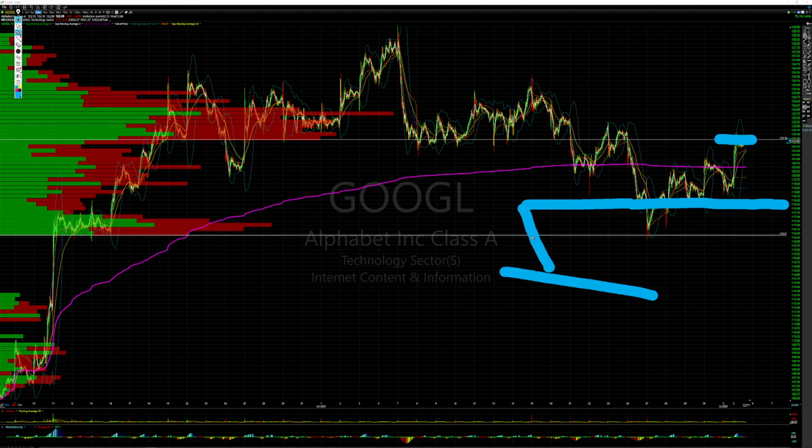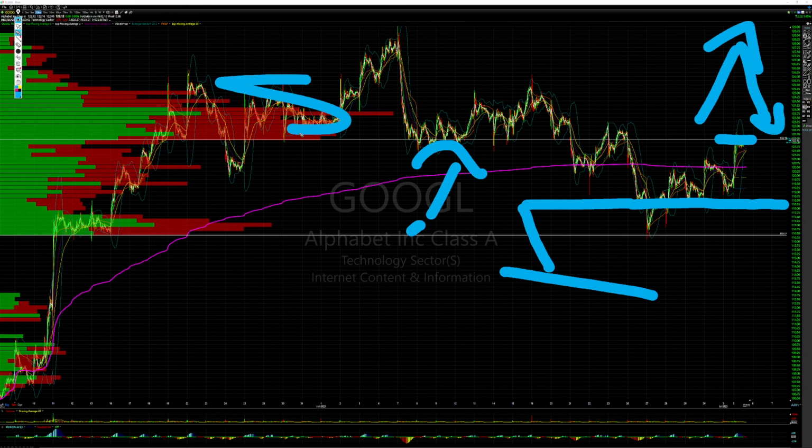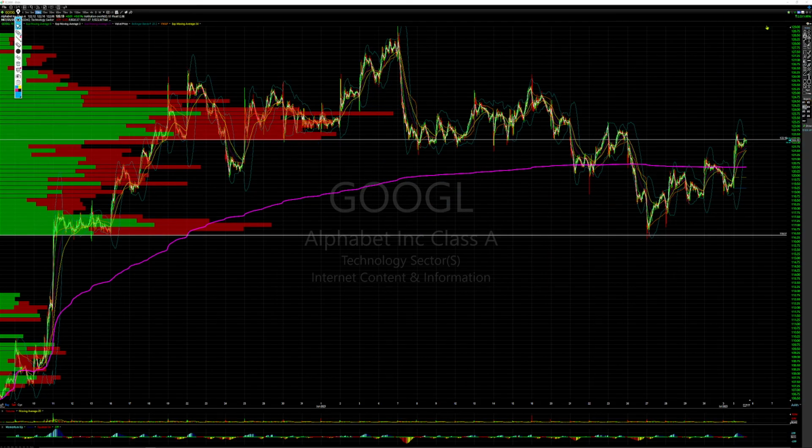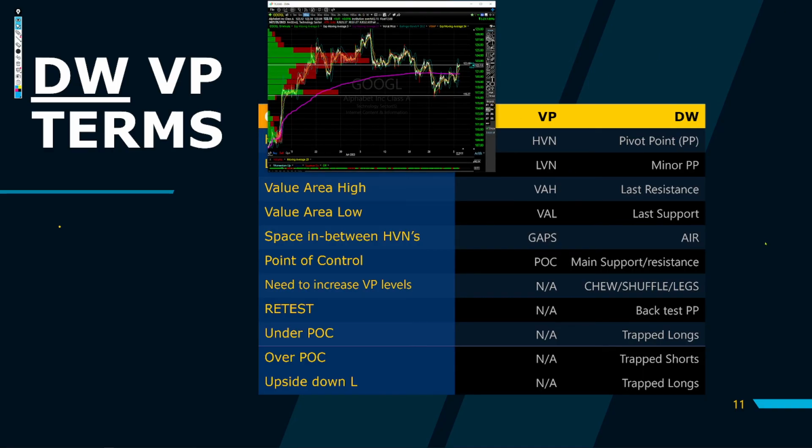But this is an example of how I use VP levels, playing in between ranges. And once we get up into this range up here and we start retesting here, I'll start using more of this VP and I'll get a detailed breakout of this level right here. Okay. All right.